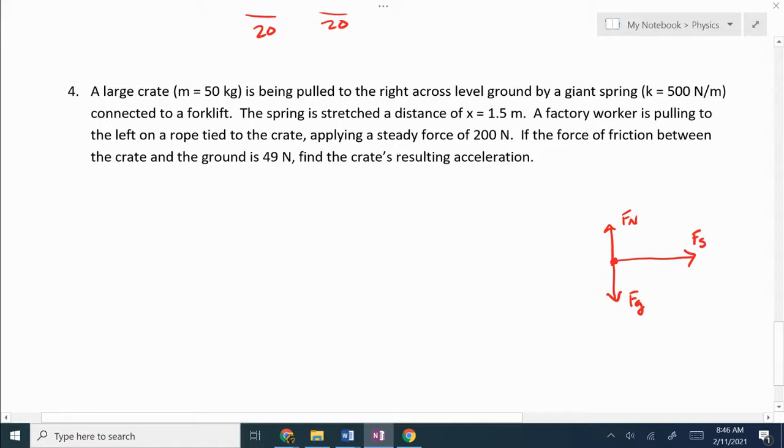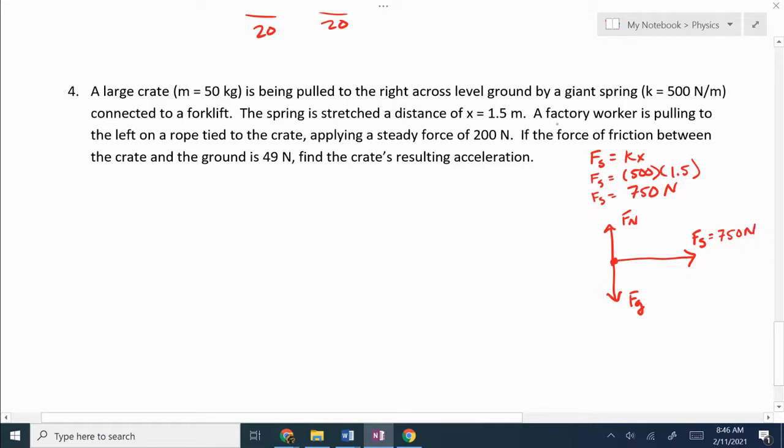The spring is stretched a distance of 1.5 meters, and so that's going to give us, we could figure out kx, we got our 500 times the 1.5, that's going to give you 750 newtons. So we know that's 750 newtons.